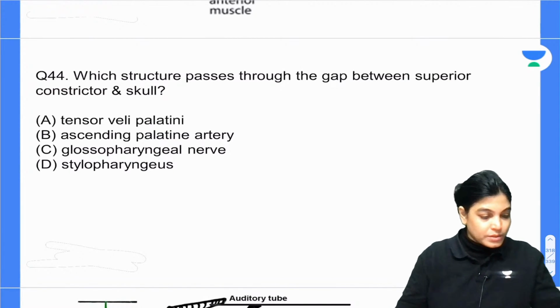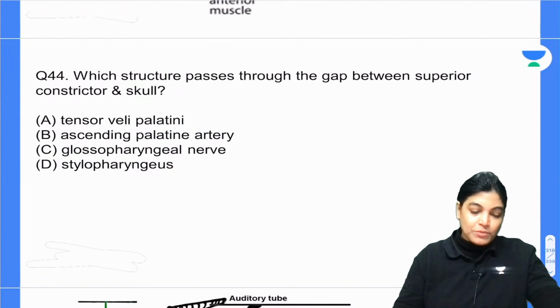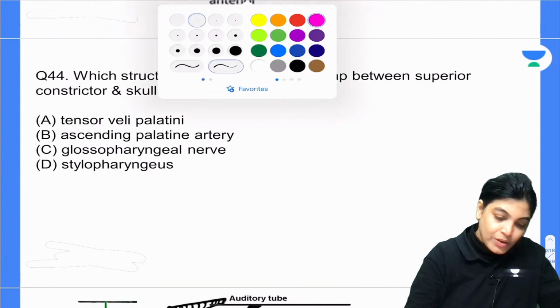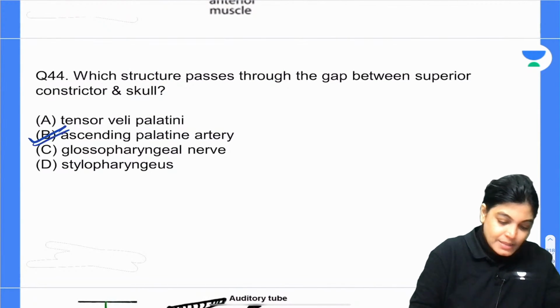Question number 44. Structures passing through the gap of the superior constrictor and the skull. So according to you, which is the correct answer? Actually, B is the correct answer.